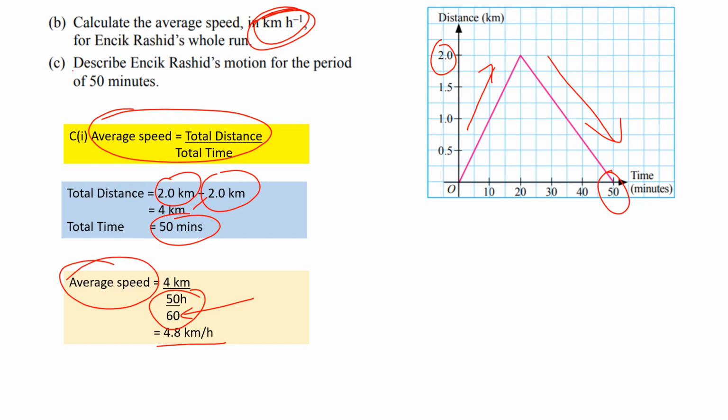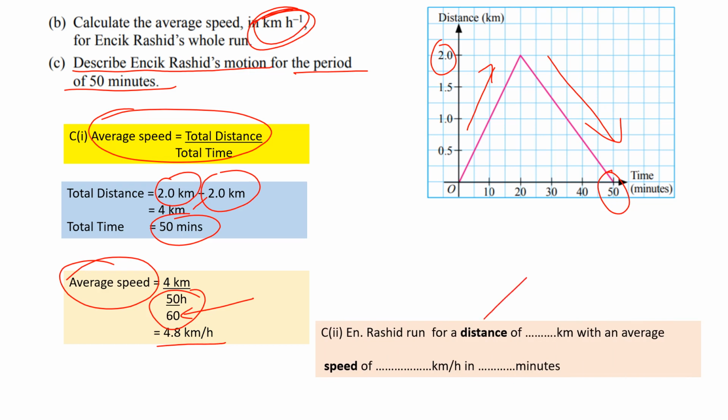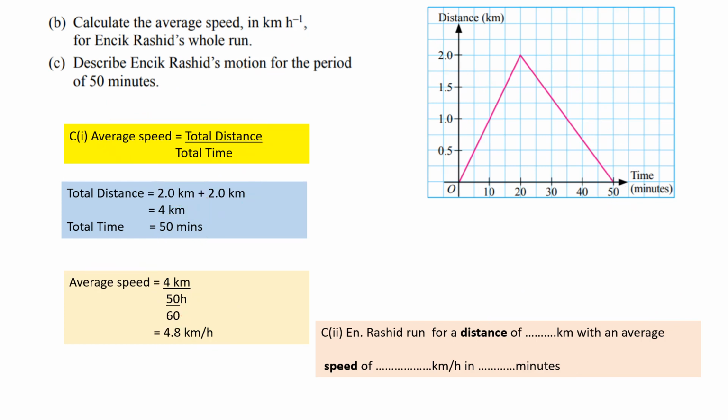Now you want to describe Encik Rashid's motion for the period of 50 minutes. So remember, you have a format. The format is you have to write the distance, and then the average speed and the time. So you just write all you already calculated. So the distance is 4 km with an average speed of 4.8 km per hour, and then for 50 minutes. So that's it. You got it already.